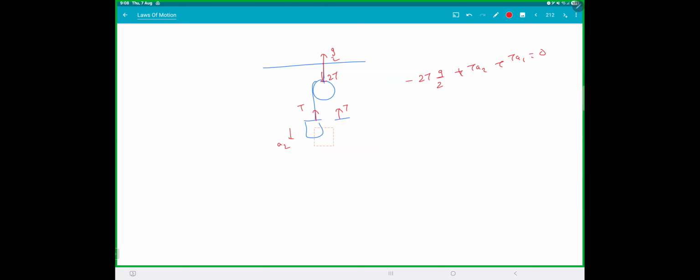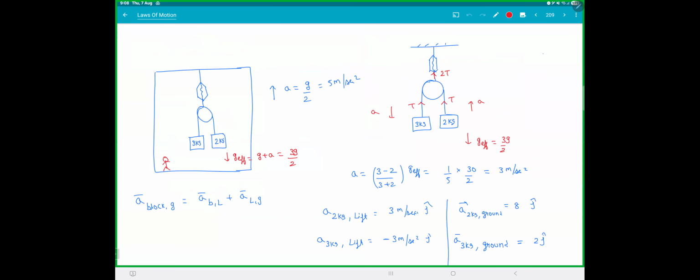But the moment you stand inside the lift, it becomes a simple Atwood machine whose results you already know. So I can just replace everything with g effective and finish it off. So it's more of a convenience, saves time. Clear with this?